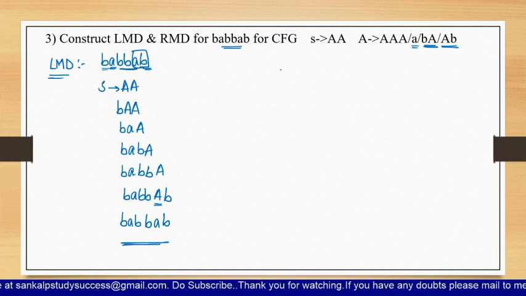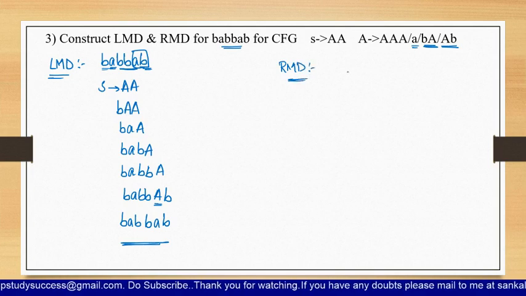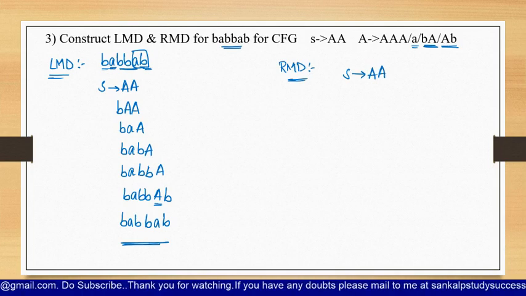Now let us go with the rightmost derivation here. In the rightmost derivation also we are going to start with the start symbol, S tends to AA, because the start symbol is S. And then here, as it is the rightmost derivation, we are going to substitute from the right side. So we are going to substitute the right A and then we are going to substitute the left one. So here if you see, in the right side you are ending up with small b, so you can use AB here.